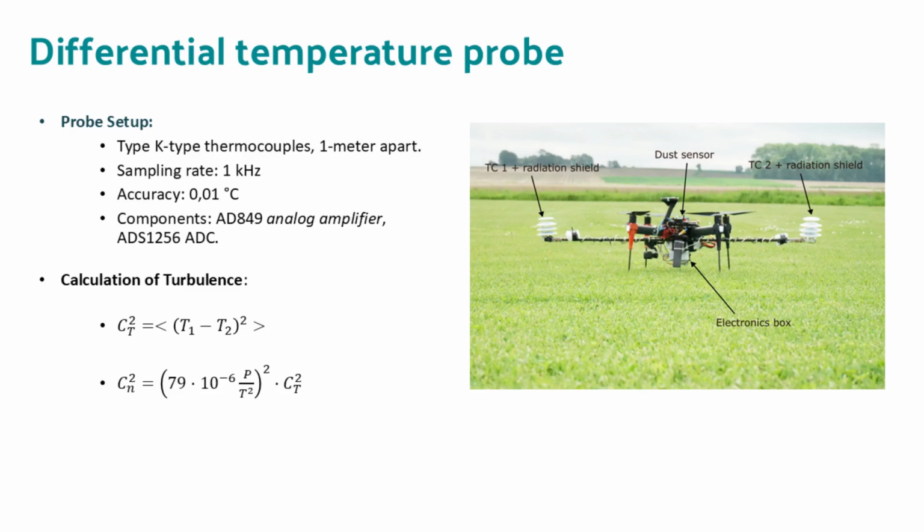The differential temperature probe is used to measure atmospheric turbulence. It consists of two thermocouples spaced 1 meter apart, which record temperature fluctuations at a high sampling rate of about 1 kHz and with a precision of about 0.01 degrees. In the literature, turbulence is typically quantified using the refractive index structure constant. This value can be derived from the temperature structure constant, which is calculated as the average of the squared temperature differences between the two thermocouples at each measurement point.